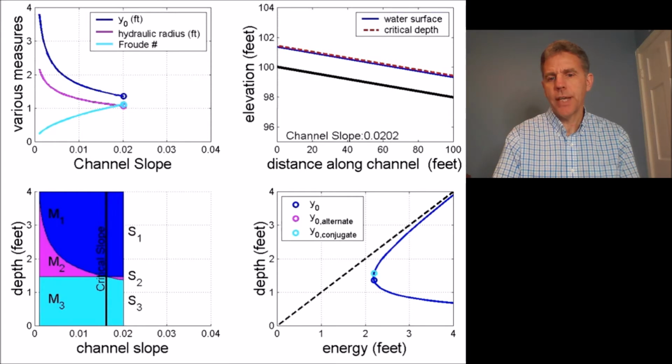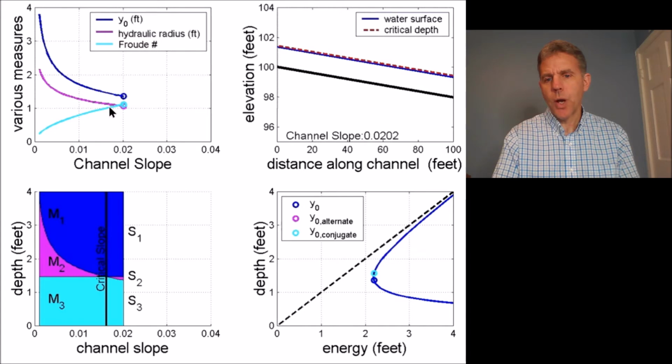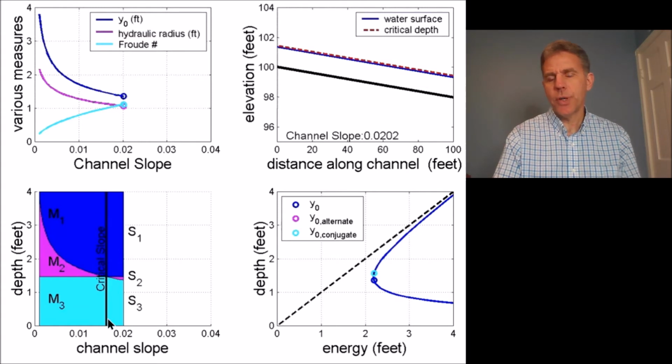Let me pause again. So you can see that the Froude number is now just slightly greater than 1. You can see that it crossed 1 maybe about where my cursor is here, and that's this black vertical line here that's labeled critical slope. And you can see now the actual depth of flow is less than critical depth, so we're in supercritical flow in the channel.